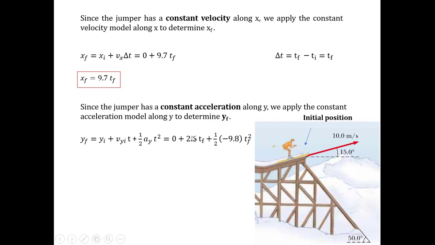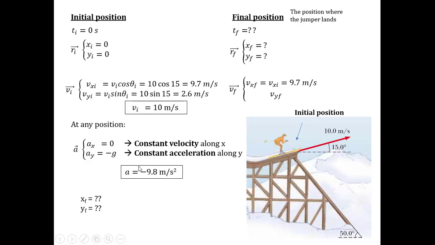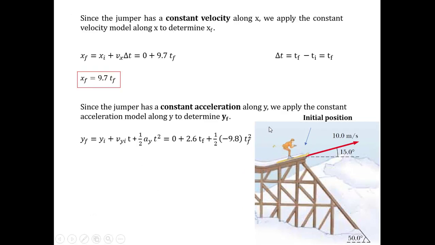vyi 2.6 times t. T, what is T? T means delta T, TF minus TI, which is equal to TF. So I substitute T with TF plus the half of AY. AY is minus 9.8 meters per second squared, as we know, times TF squared. So I obtain my second equation: YF equal minus 4.9 TF squared plus 2.6 TF. Okay, again we obtain two equations with three unknowns. What are the unknowns? xf, yf and tf.